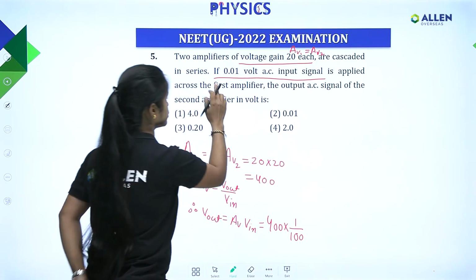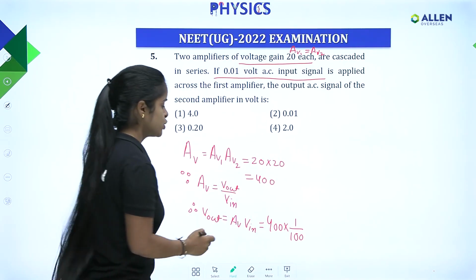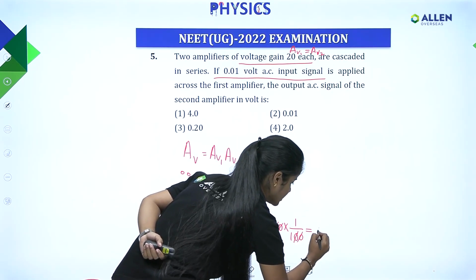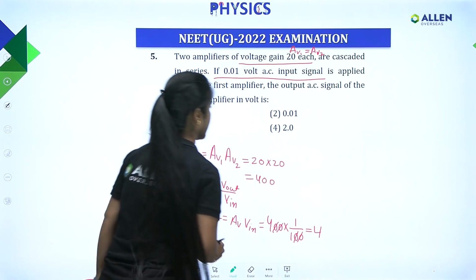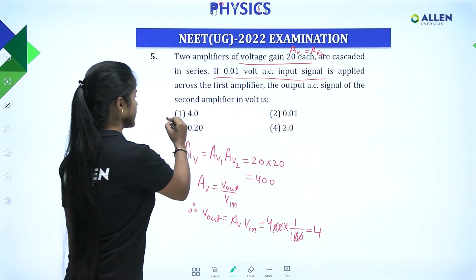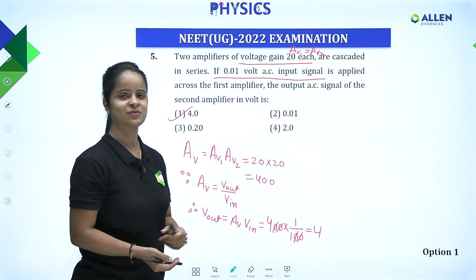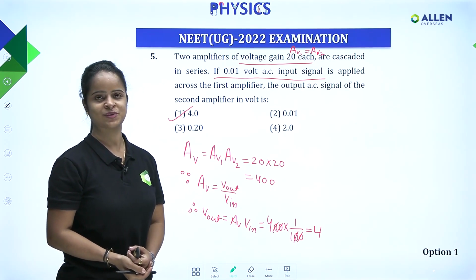We can also write this 0.01 as 1 by 100. So after solving this part, what you are going to get? You are going to get 4 as the final answer. And the same thing you can see here in option number 1. That is, option number 1 is the correct option. Hope it is clear to everyone.